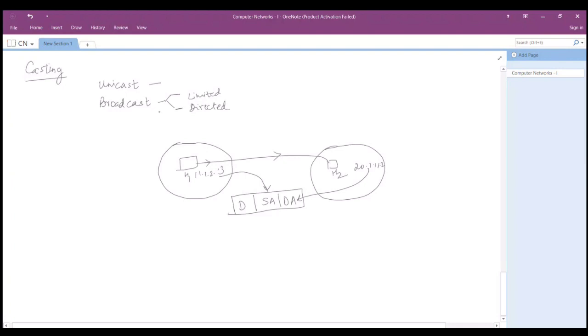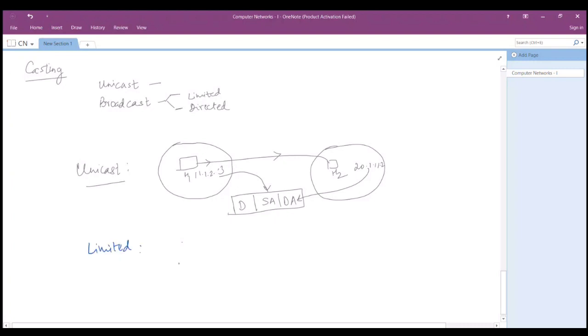The next is known as broadcast. In broadcast, we have two types: limited broadcast and directed broadcast. As the name suggests, limited means it is going to be limitedly broadcasting. Broad means there are a lot of hosts to which you want to send the packet. But again, though there are a lot of hosts, it's limited. So this was unicast.